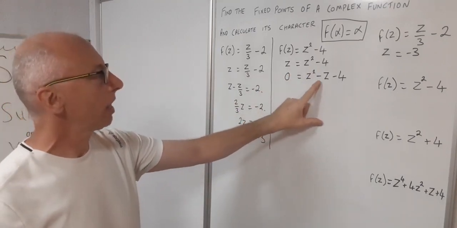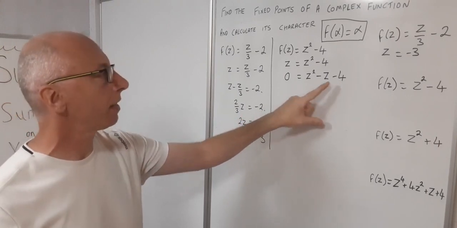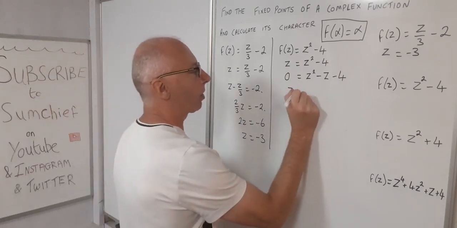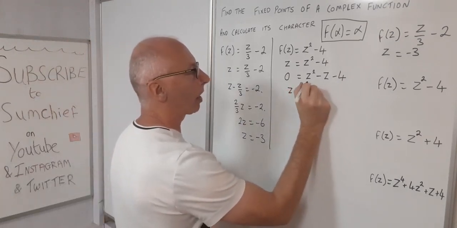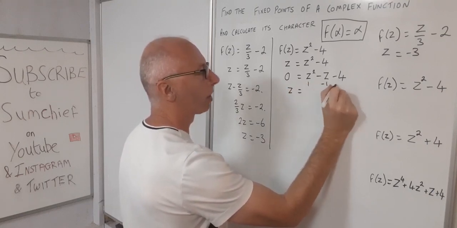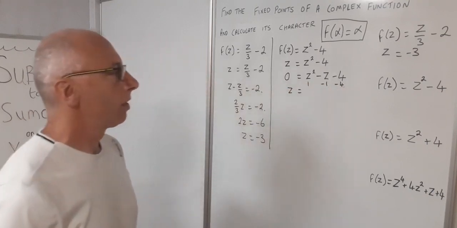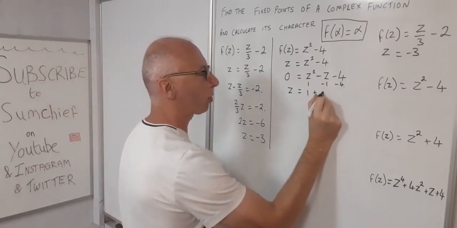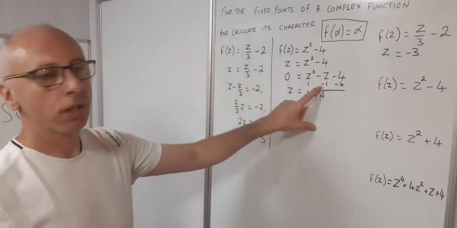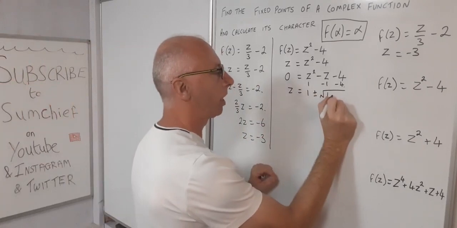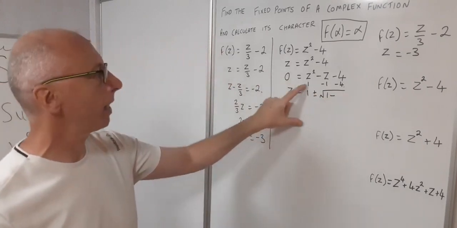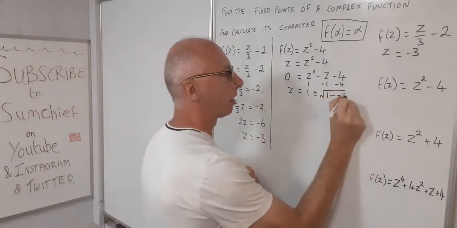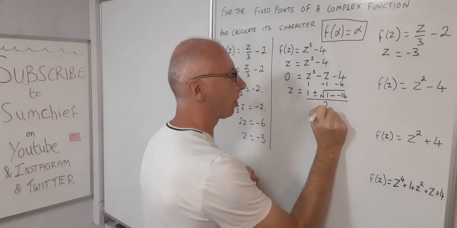Now z squared minus z minus 4, I don't know how to factor that, so I'm just going to use the quadratic formula and go straight in with that. So I'm going to put my coefficients in here first. So minus b, so that's minus minus 1, that's going to give me 1, plus or minus square root b squared, so minus 1 squared is 1, and then minus 4 times a times c, so 4 times 1 is 4, times minus 4 is minus 16. And then divide that by 2 times a, that's 2.